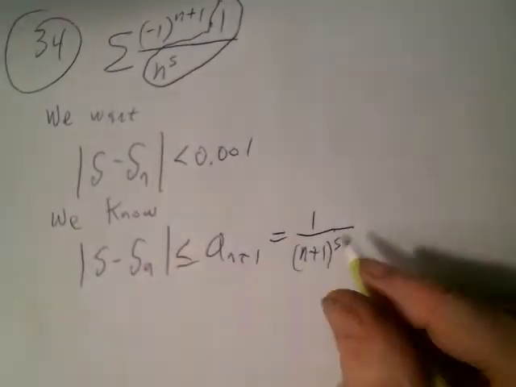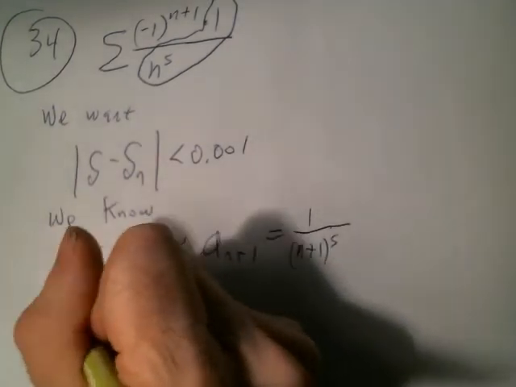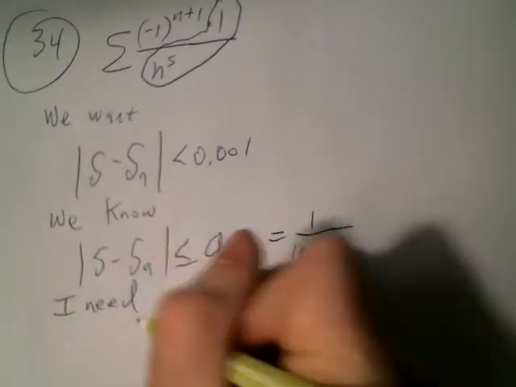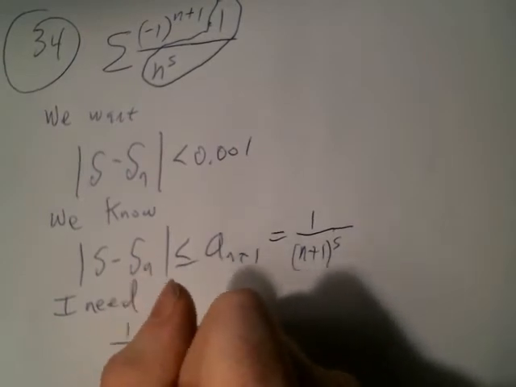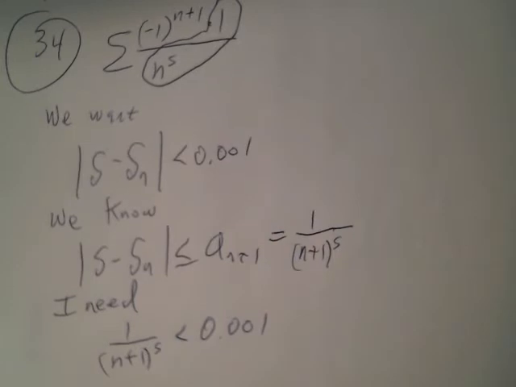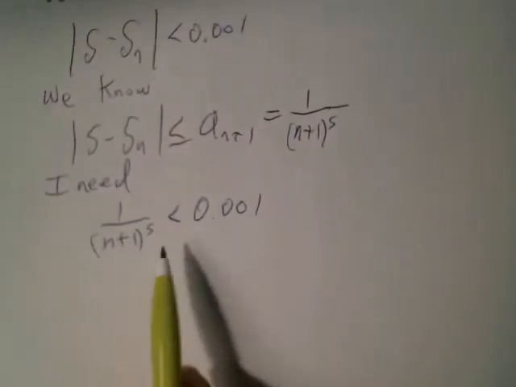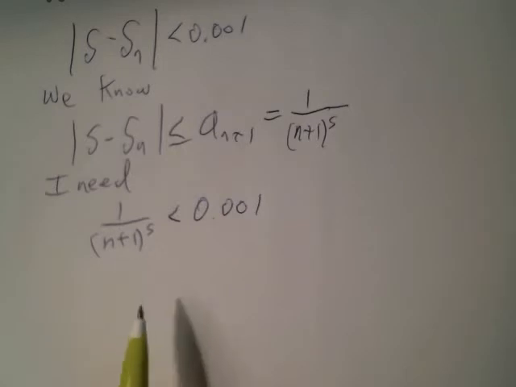So in other words, I need this thing to be less than this thing for life to work out. I need 1 all over n plus 1 to the 5th to be less than 0.001. So there's a couple ways you can do it. You can play around with the inequality and solve for n.